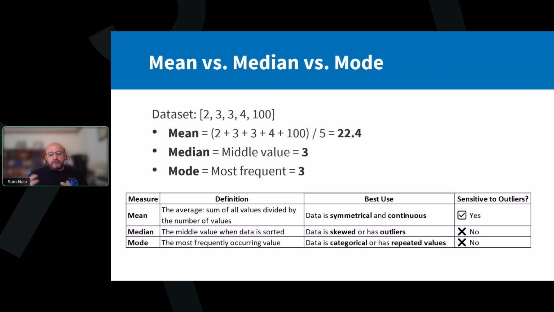And so there are pros and cons depending on which one I use. So if you look at the mean, it can be influenced by outliers. So in this data set, my outlier is one value, which is 100. And as you see, the mean is 22.4 in comparison to the other averages, which is 3. And so it's heavily skewed because of that one single outlier.